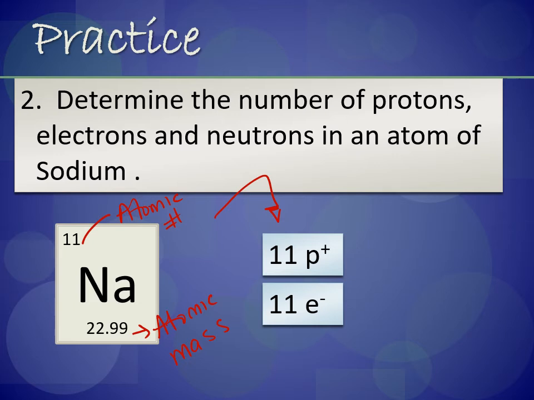Okay. And then to figure out the number of neutrons in this sodium atom, we are going to take the atomic mass and we are going to subtract the atomic number. So let me show you what that would look like. 22.99 is our atomic mass. If we round that, it's going to be 23. So 23 subtract 11 is going to equal 12. So sodium has 11 protons, it has 11 electrons, and it has 12 neutrons.